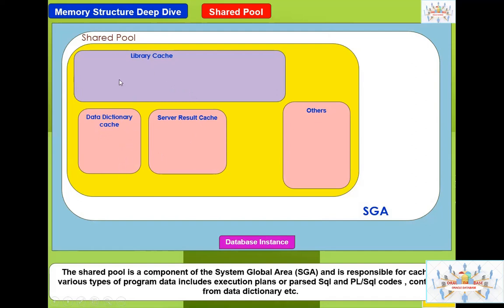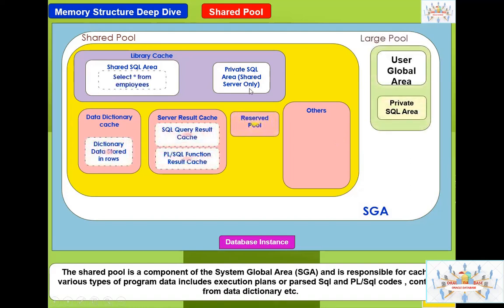Of course, these two we know because in the basic memory architecture we discussed the library cache and the dictionary cache, but we haven't discussed the server result cache. So these are additional components, the server result cache. Inside the library cache we are going to have the shared SQL area. You know this one by now because we have discussed these things. And the private SQL area only in a shared server environment. And we are going to have more components.